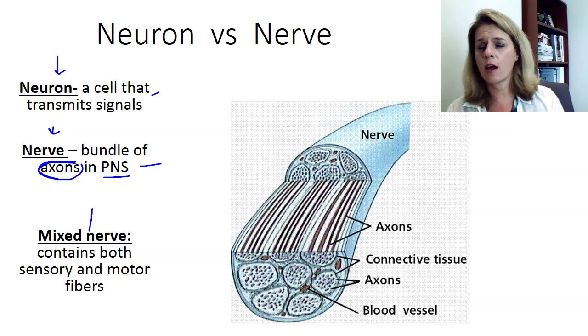So some nerves only bring sensory information to the brain and spinal cord. Some nerves only take output from the brain and spinal cord. And some nerves do both. They can send and receive information because they're separate neurons. You have some sensory neurons and some motor neurons that are forming that nerve. So the nerve can have both sensory neurons and motor neurons.